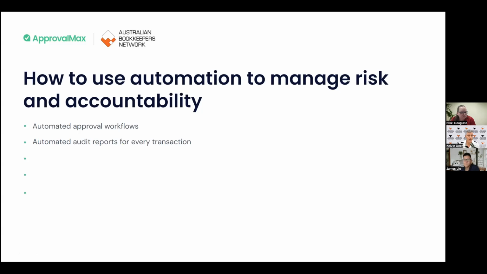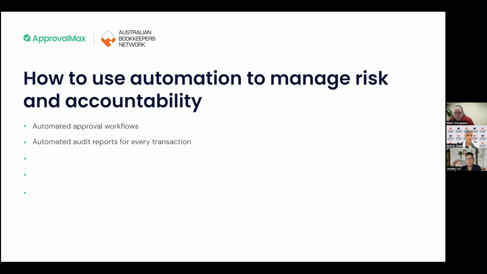Yeah, terrific. Thanks for that. Awesome. Just a second point in terms of how ApprovalMax helps with risk management and accountability. You've got automated audit reports for every transaction. As it states, ApprovalMax is going to generate an audit report for every document that flows through the ApprovalMax process. It's going to refer to who's approved it, when it was approved, whether there were any changes to the workflow during the approval process, et cetera.